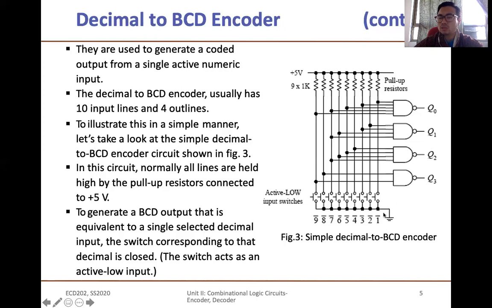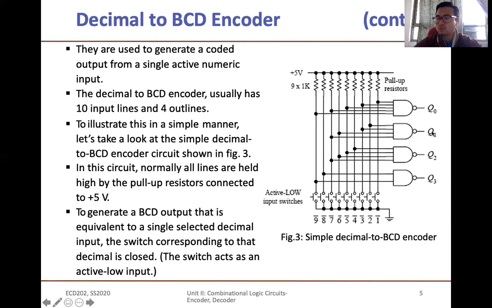Now, if you look at this circuit, if you turn on switch 1, can you see which output is connected to switch 1? Only Q0 is connected to switch 1, whereas Q1, Q2, Q3 are not connected to switch 1. So your output will be, with Q3 as MSB, 0001. Q0 is the LSB. Therefore LSB is 1, and MSB and the others are 0.